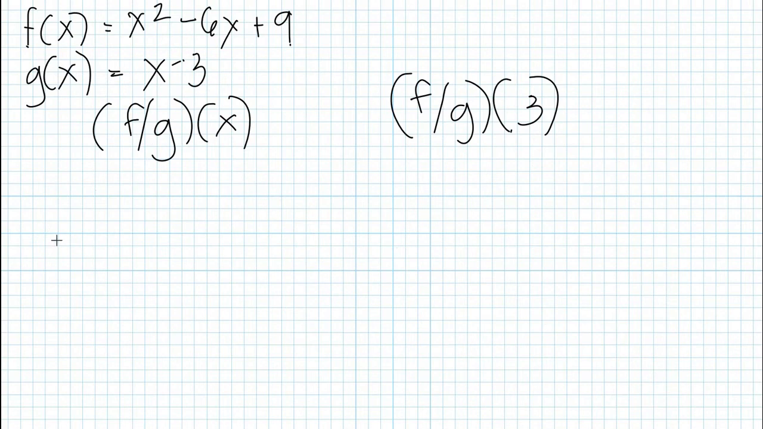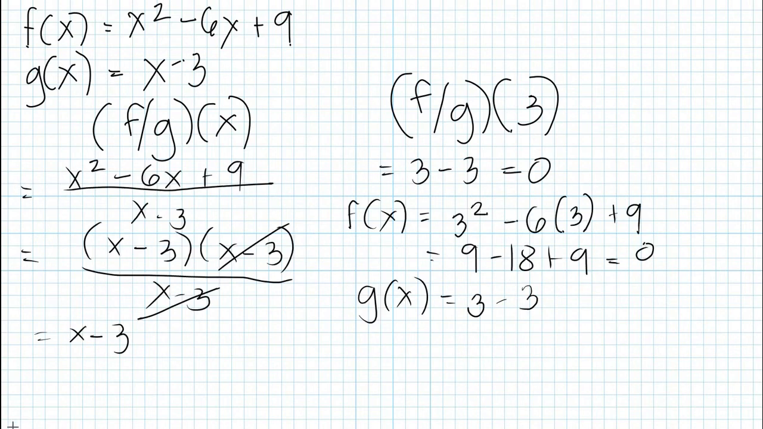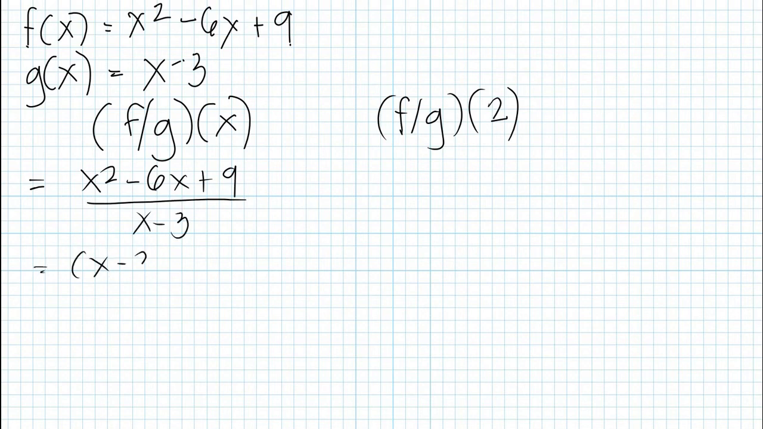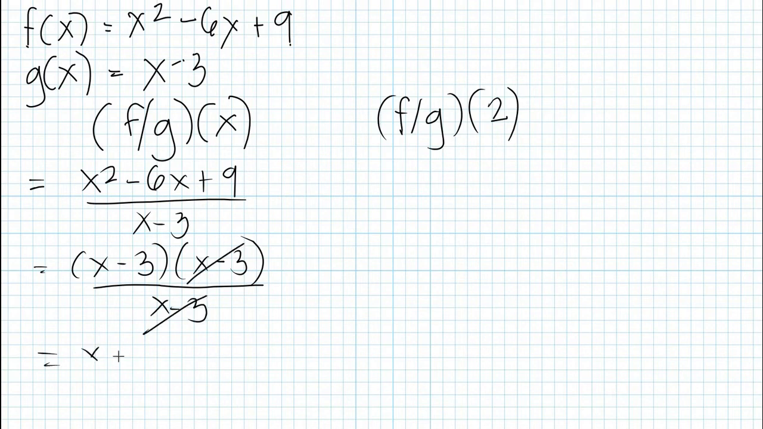Now let's try f divided by g of x. First, what we have to do is divide x squared minus 6x plus 9 over x minus 3. Here we can factor x squared minus 6x plus 9 into x minus 3, so let's divide it by x minus 3, and we will get x minus 3 as the value of f divided by g of x.